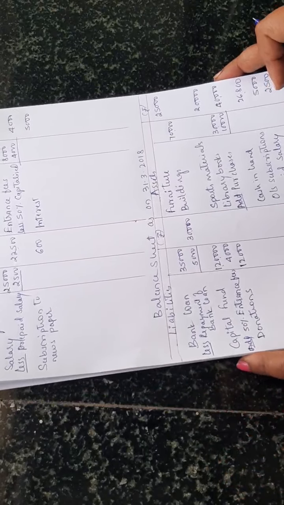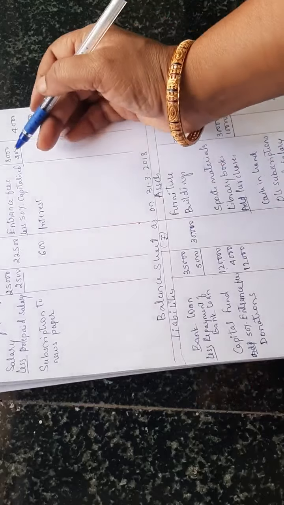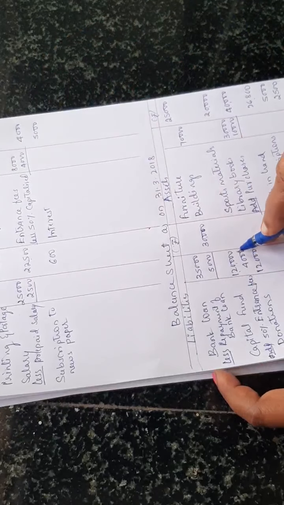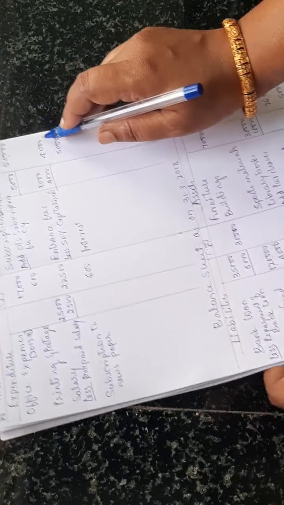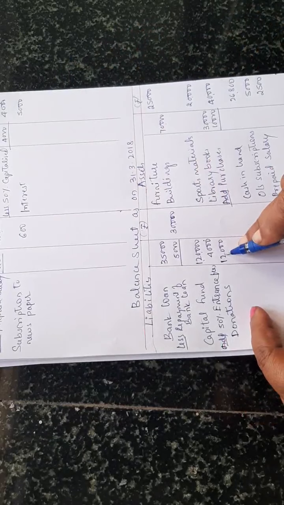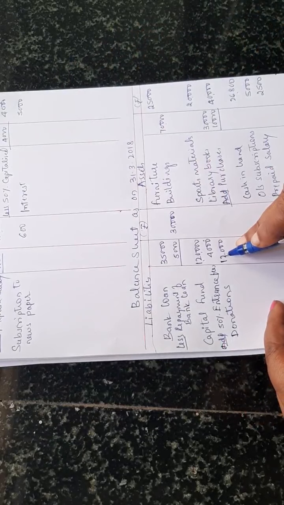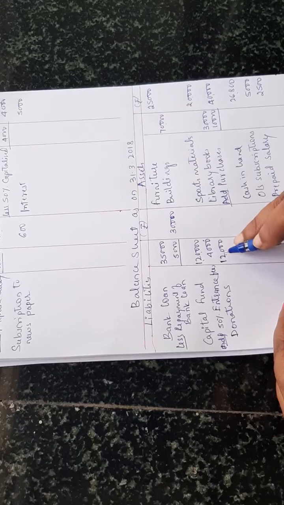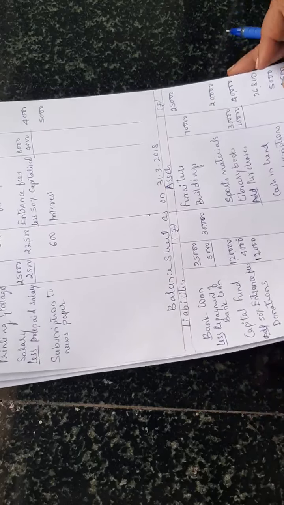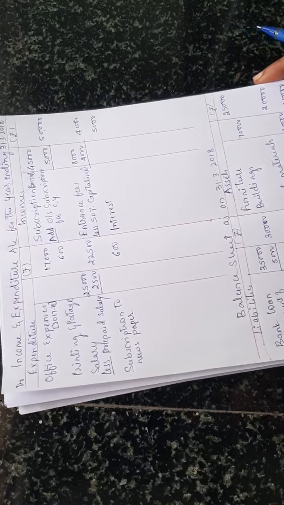Then comes third one, capitalize 50% of entrance fees. Already we have shown it. 50% we have added here, 50% shown as revenue. We have shown it. Then 100% donation capitalize. So 100% means total donation received is added to the capital fund. Then last adjustment, depreciate buildings by 10%.